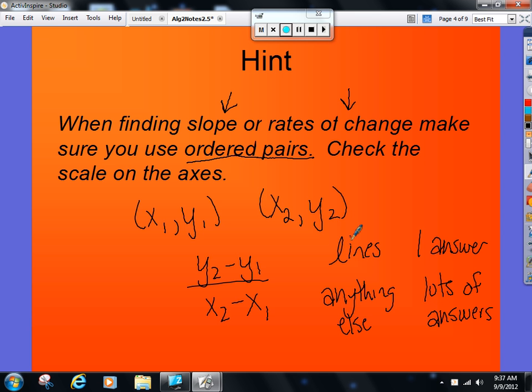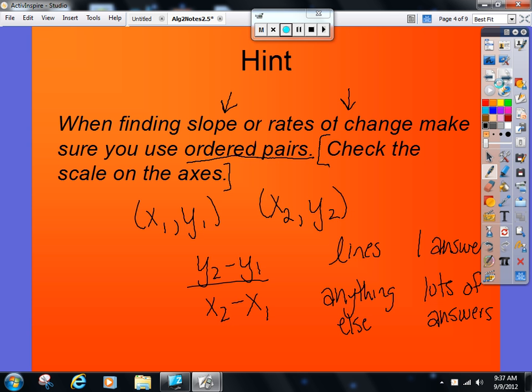Okay, the one thing I'm going to tell you to be careful with, because I think it might show up on your homework, check the scale on the axes whenever you get your ordered pairs. Make sure that you're not just assuming that the scale is 1. Sometimes it could go by 5s or 10s or 2s, whatever. So pay attention to that.